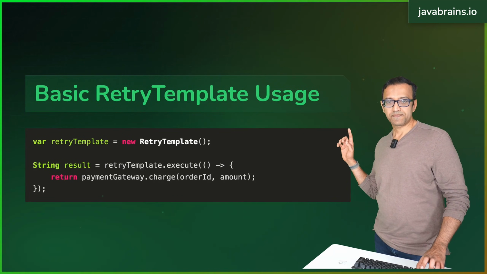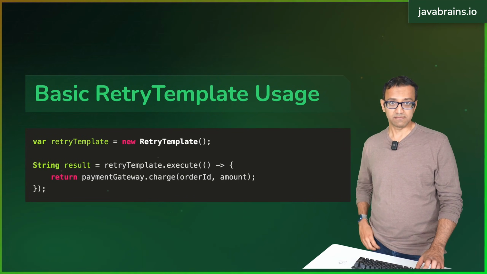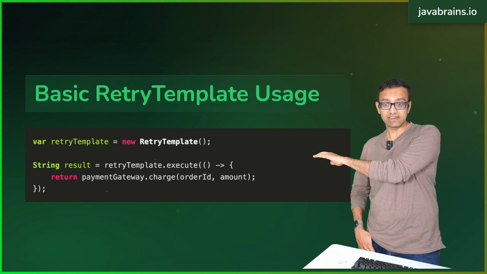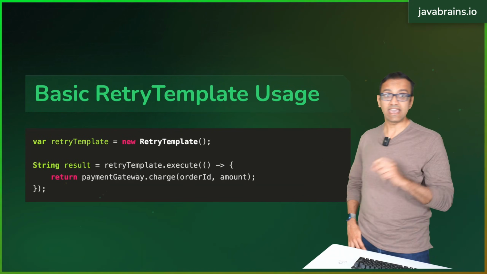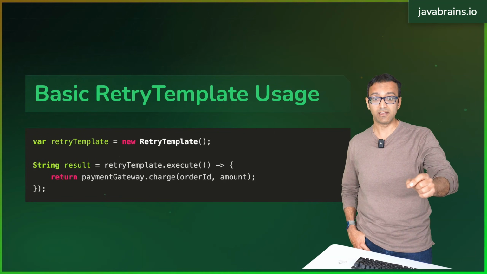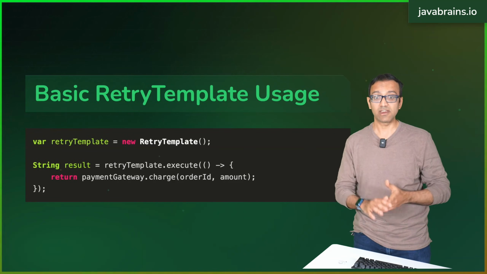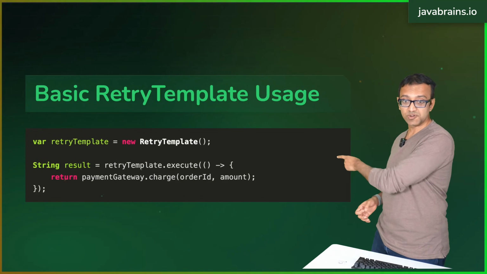So what I have here is a no-arg constructor. When you use a no-arg constructor retry template, you're getting the exact same defaults as the @Retriable. When you just stick an @Retriable on a method, what do you get? You get 3 retries, 1 second delay, and retry on any exception. That's what you're getting over here.